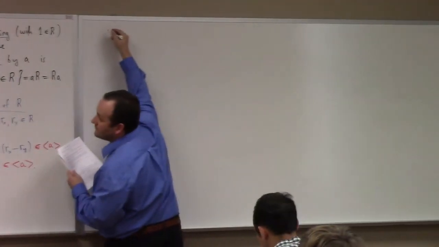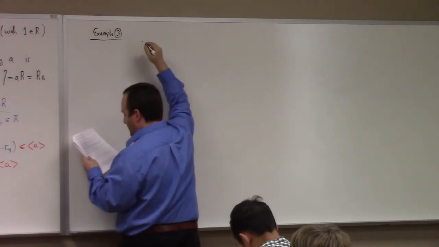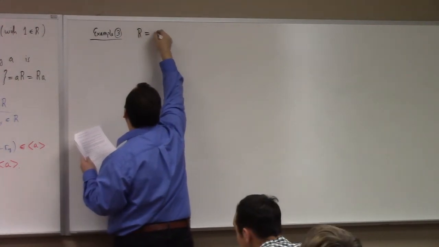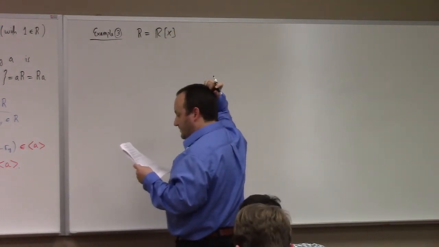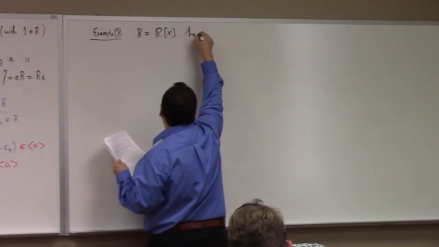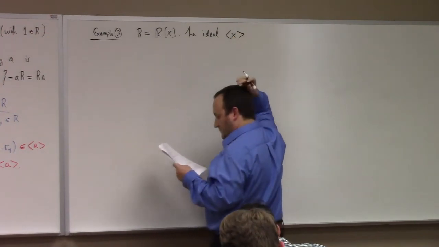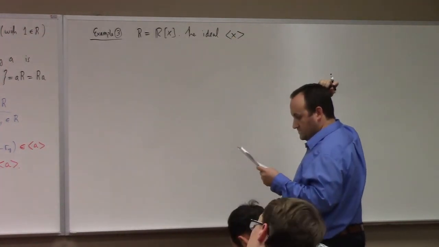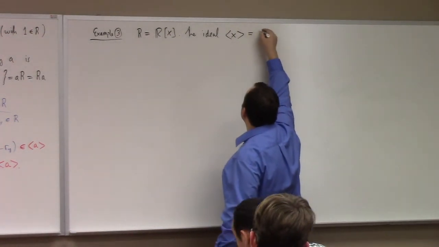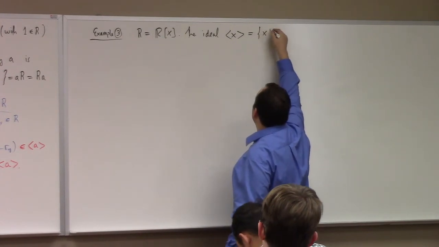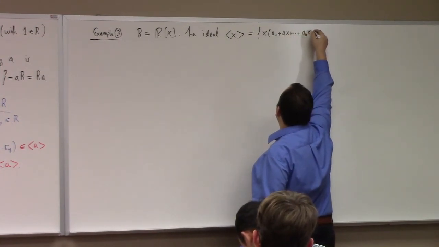Example 3. So this one's a little bit more fun. If we consider the ring of polynomials with real coefficients in x, then the ideal generated by x is kind of interesting, right? What's that look like? It'd be like x times (a_0 + a_1 x + ... + a_n x^n), something like that, right?